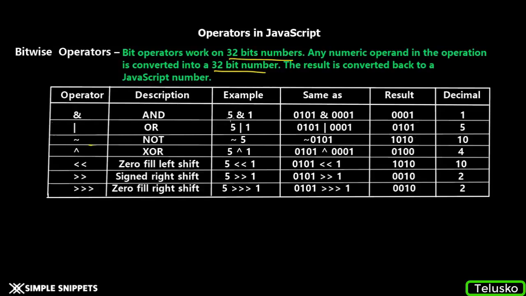For example, you can see 5 and 1. First, each is going to be converted into its binary form. So 5 is 0 1 0 1, and 1 is 0 0 0 1. Then we have the AND operator, and we perform an AND operation between them. So it's a logical AND operation, which is a Boolean operation. And then we get the result, which we convert back to decimal form.